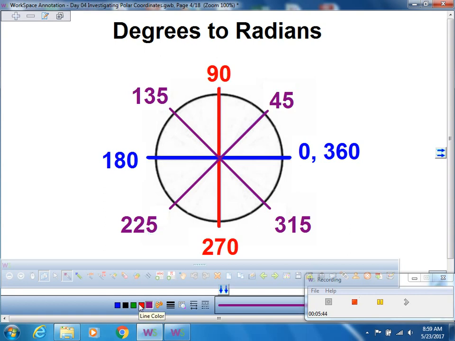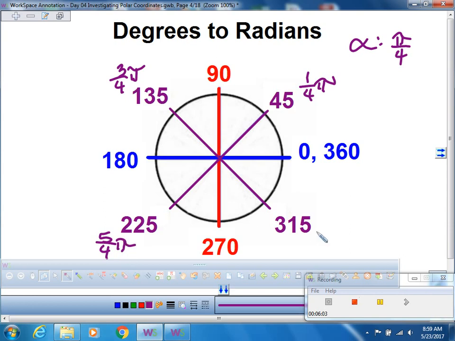Okay, so these are in fourths now. My reference angle on these is in fourths. Pi over 4. So this is 1/4. This is 2/4, 3/4. This one's the easiest one, don't you think? 4/4, 5/4, 6/4, 7/4.